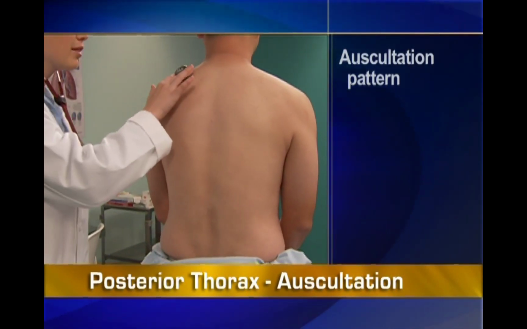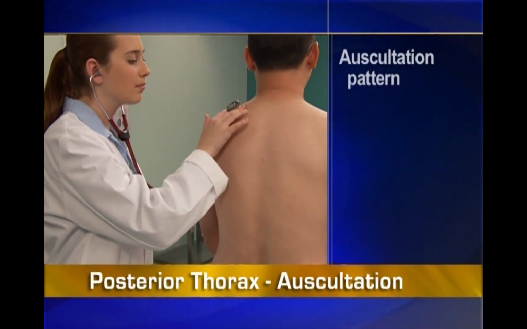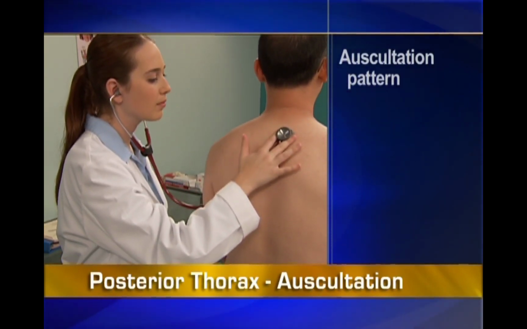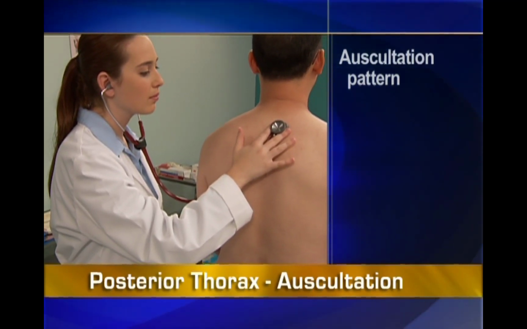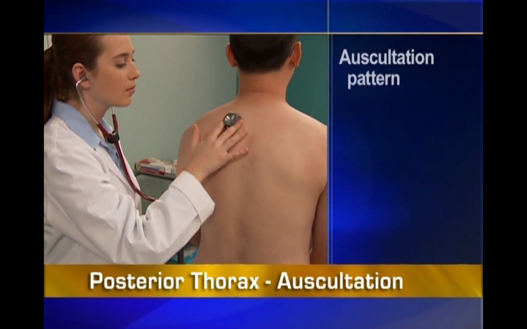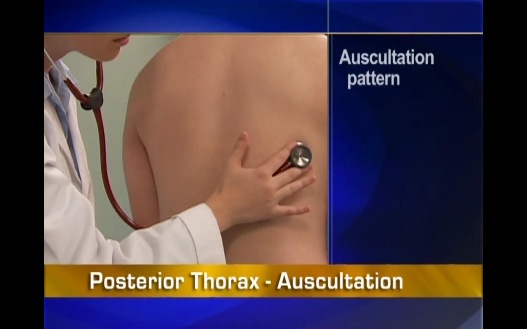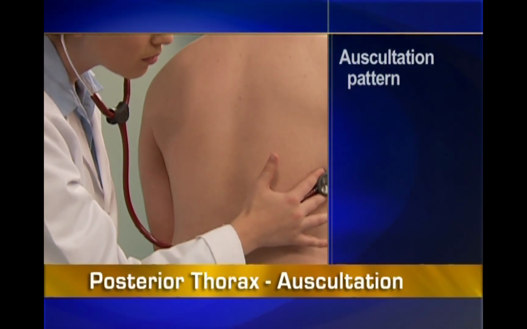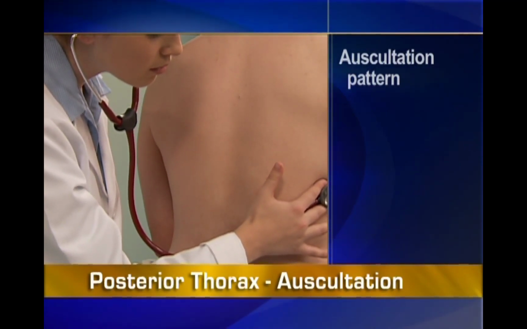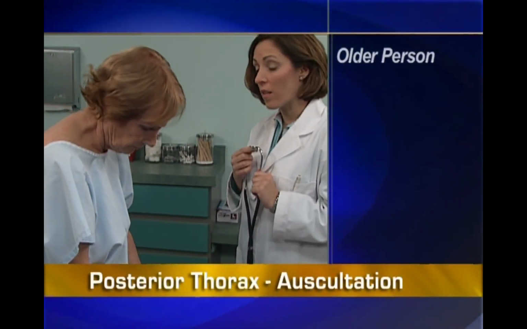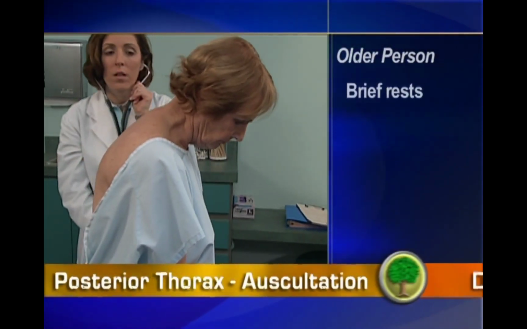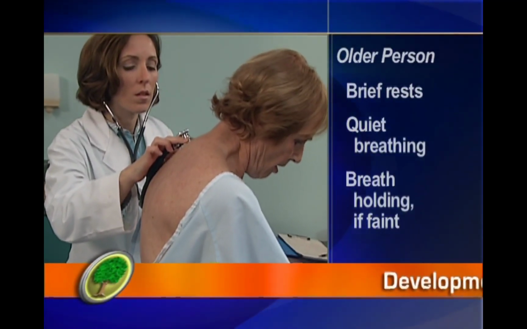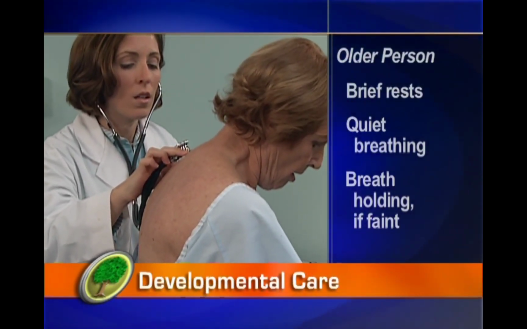Holding the diaphragm of the stethoscope firmly on the chest wall, listen from the apices at C7 to the bases, comparing breath sounds from side to side. Listen to at least one full respiration in each location. Also, auscultate laterally from the axilla down to the 7th or 8th rib. Because deep mouth breathing may tire an older person, allow brief rest periods or quiet breathing during auscultation. And if she feels faint, have her hold her breath for a few seconds.